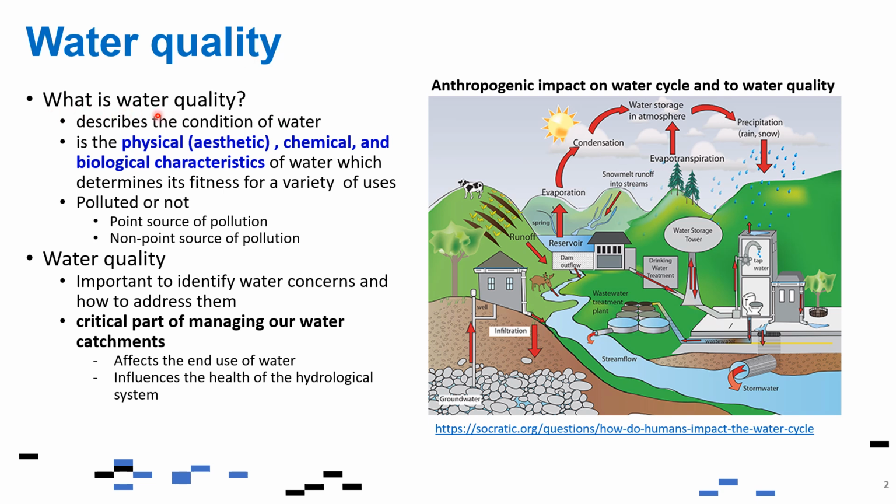So what is water quality? Water quality is best described as a measure of the condition of water. Or more specifically, we refer to the condition of water in terms of physical, chemical, and biological characteristics. And this determines the fitness of this water to a variety of applications or uses.